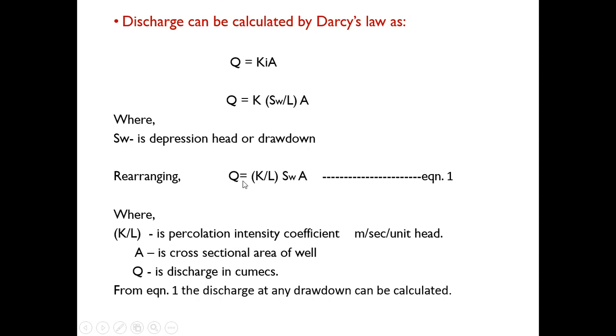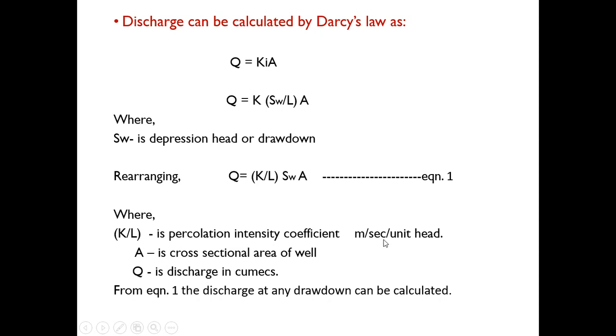Rearranging, Q equals K by L, where L is separated out, into Sw into A. This is used because one can measure Sw, the drawdown in the well, and one can find the area A knowing the diameter of the well. So Sw can be measured, A can be calculated, and K by L should be known. It is a coefficient that depends upon the material of the well, so discharge can be calculated. K by L is the percolation intensity coefficient.